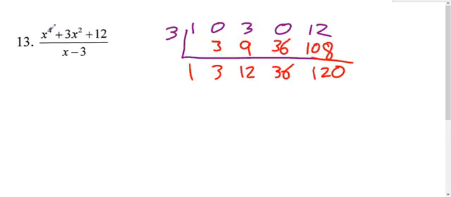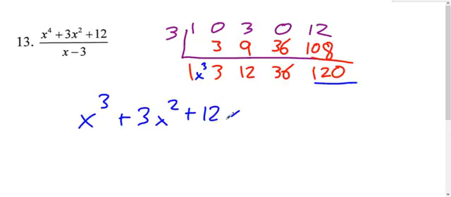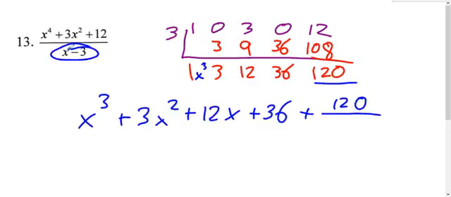The degree will always drop by 1, so if that's a 4, then this will be x to the 3rd. And this will be our remainder. So we have 1x to the 3rd plus 3x squared plus 12x plus 36 plus our remainder over the thing that we were dividing by, the divisor, x minus 3.